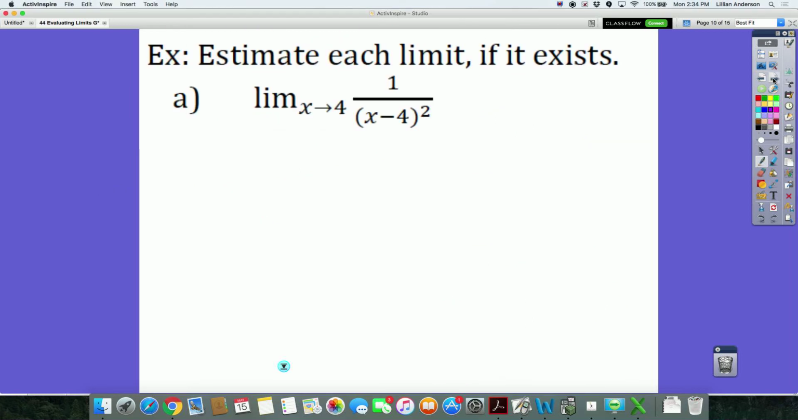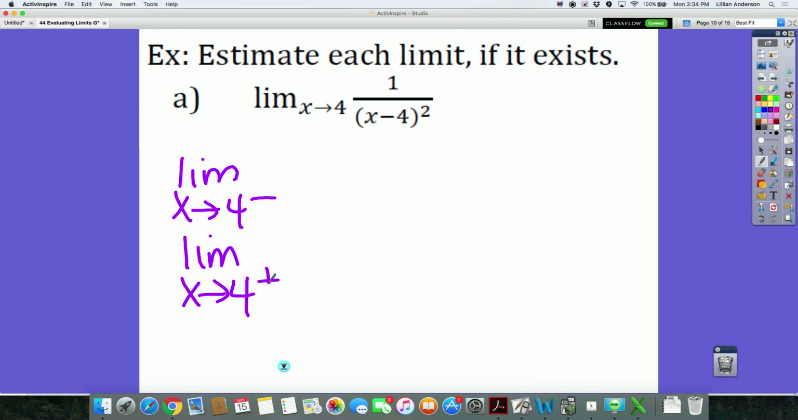So for these next 5 examples, you are estimating each limit if it exists. That means that the limit as x approaches the number from the left and as x approaches the number from the right, they have to be the same. That's the only way that you'll actually have an answer as x approaches the number, period. Okay? So you have to look at the left-hand side and the right-hand side.